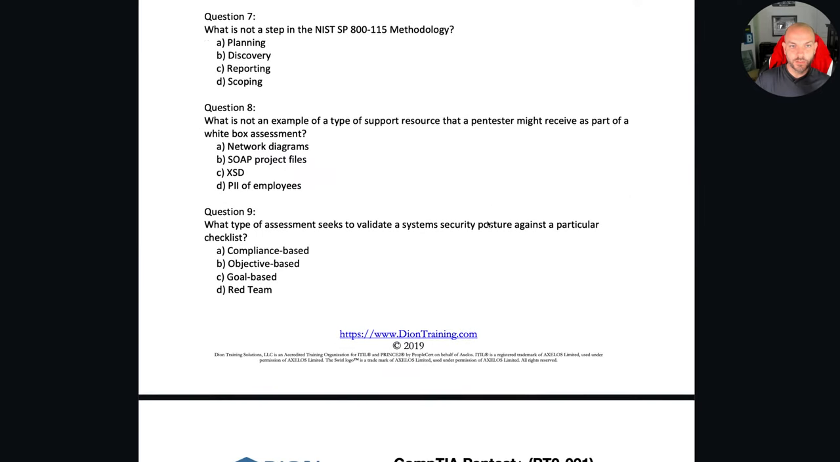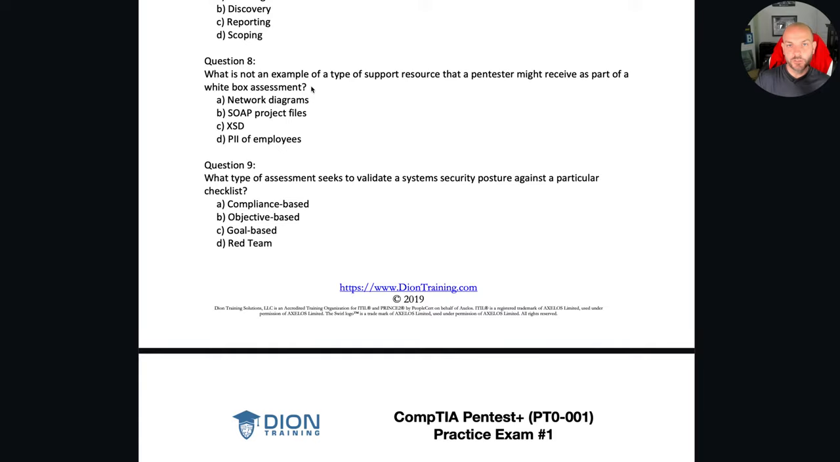All right, question eight. What is not an example of a type of support resource that a pen tester might receive as part of a white box assessment? Network diagrams, SOAP project files, XSD, or PII of employees. Yeah. So remember, white box assessment is where they're going to give you a whole bunch of information about stuff on the inside. So configurations, documentation, probably accounts to be able to log in, stuff. I am going to say PII of employees is something that is not actively given out.